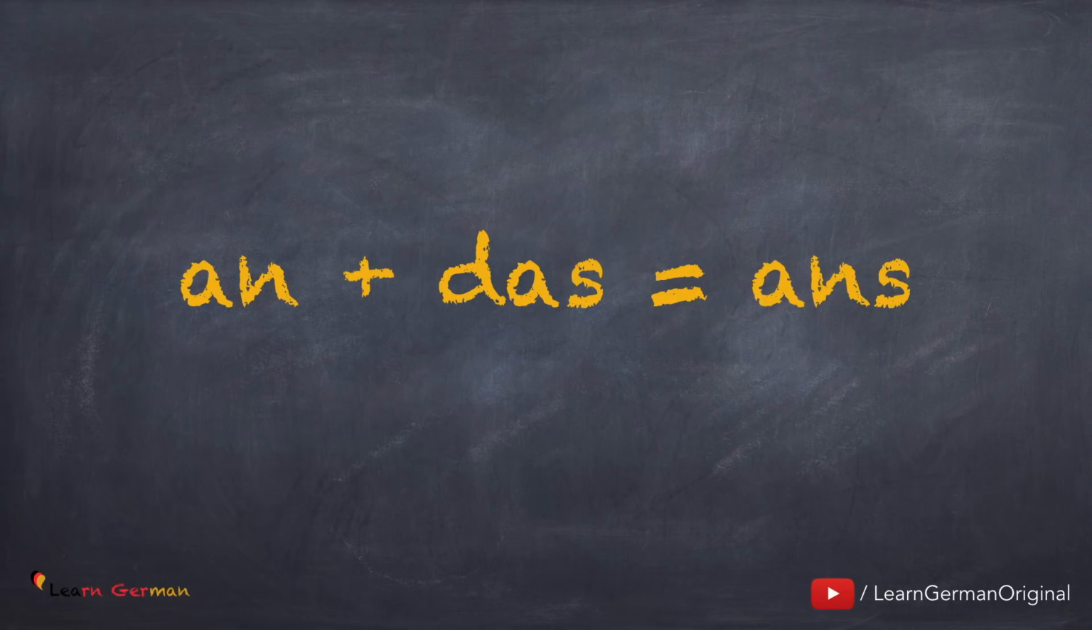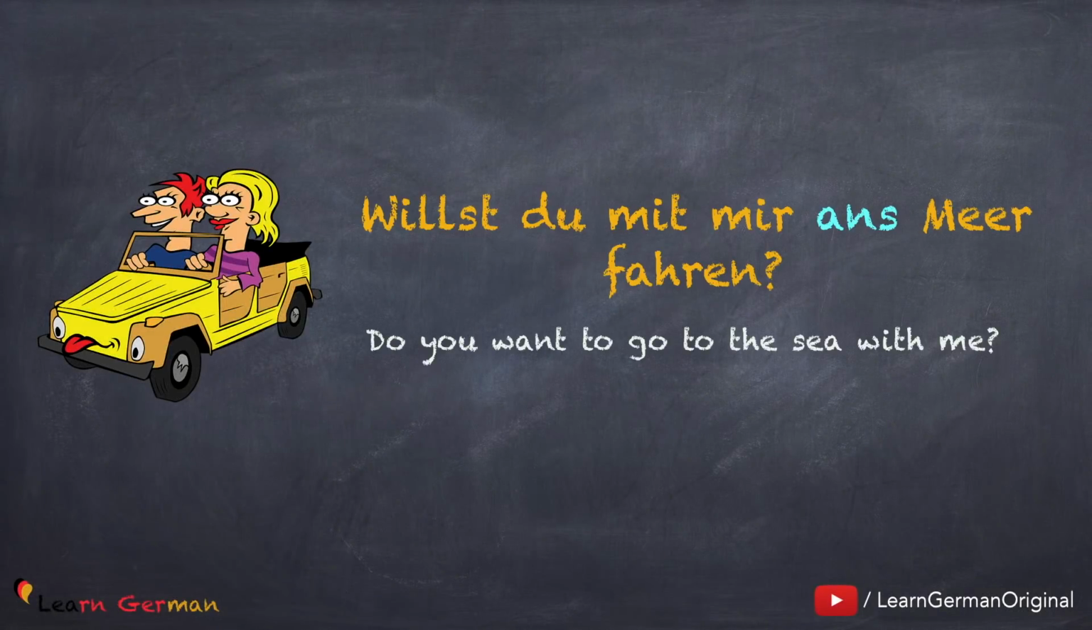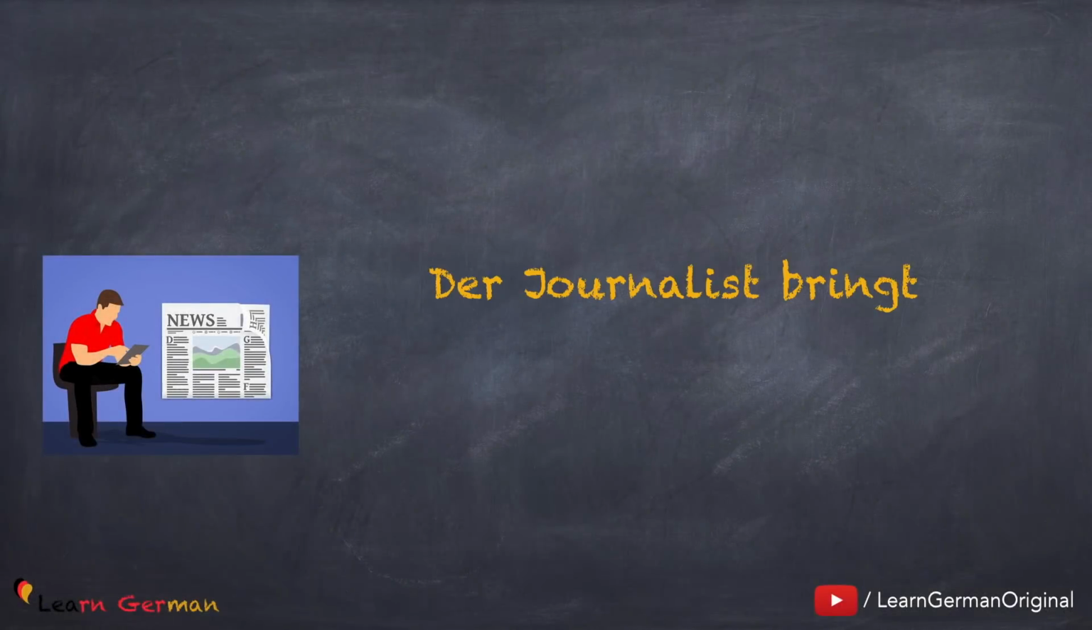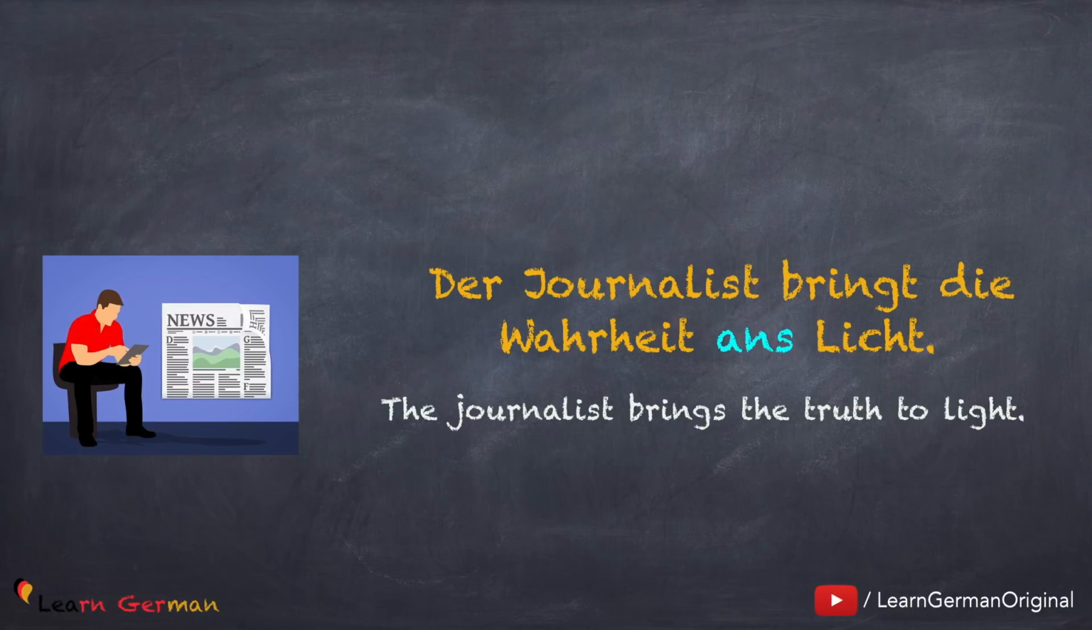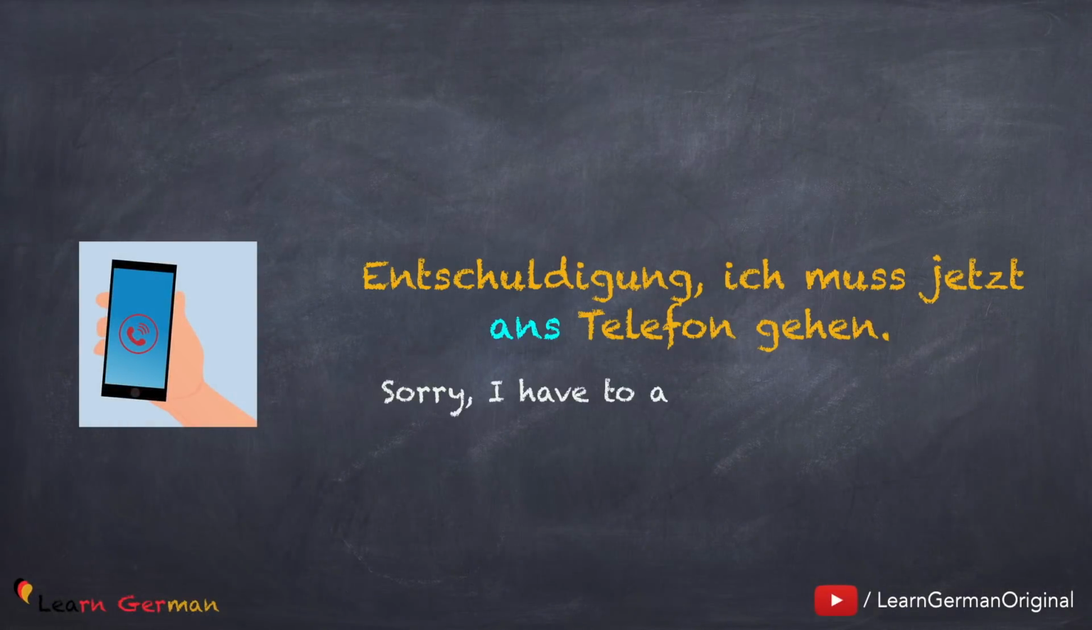Now let's see when to use ans. Whenever an comes together with the article das, you can use ans. Das, in this case, is the accusative article. Let's look at the first example. Willst du mit mir ans Meer fahren? Some fixed expressions also take the preposition ans. For example, der Journalist bringt die Wahrheit ans Licht. Similarly, in the next example, Entschuldigung, ich muss jetzt ans Telefon gehen.